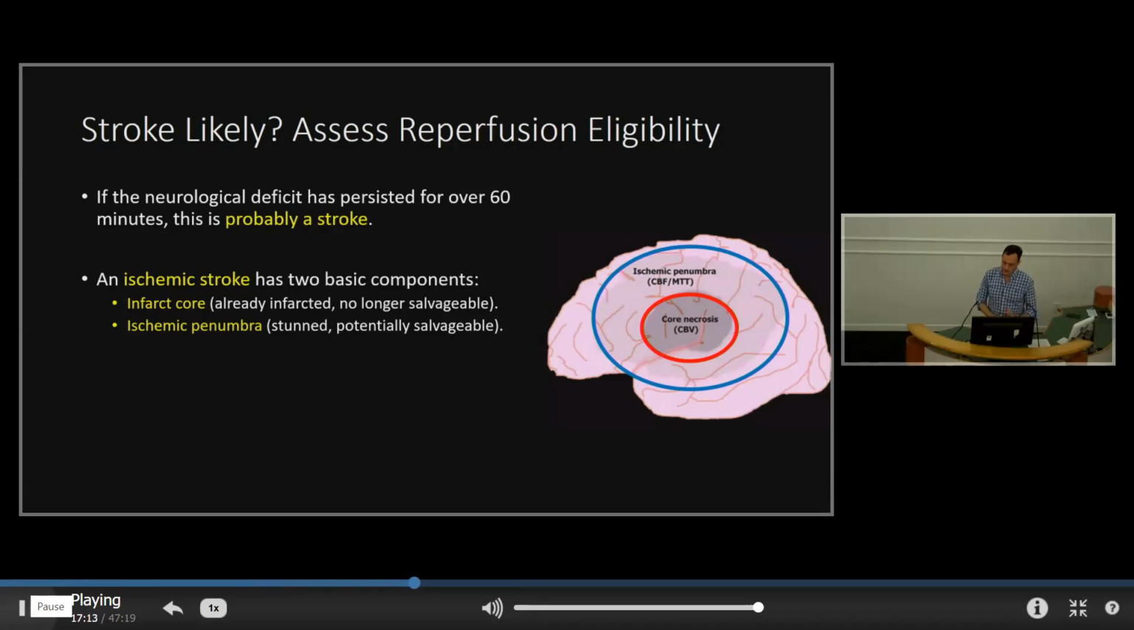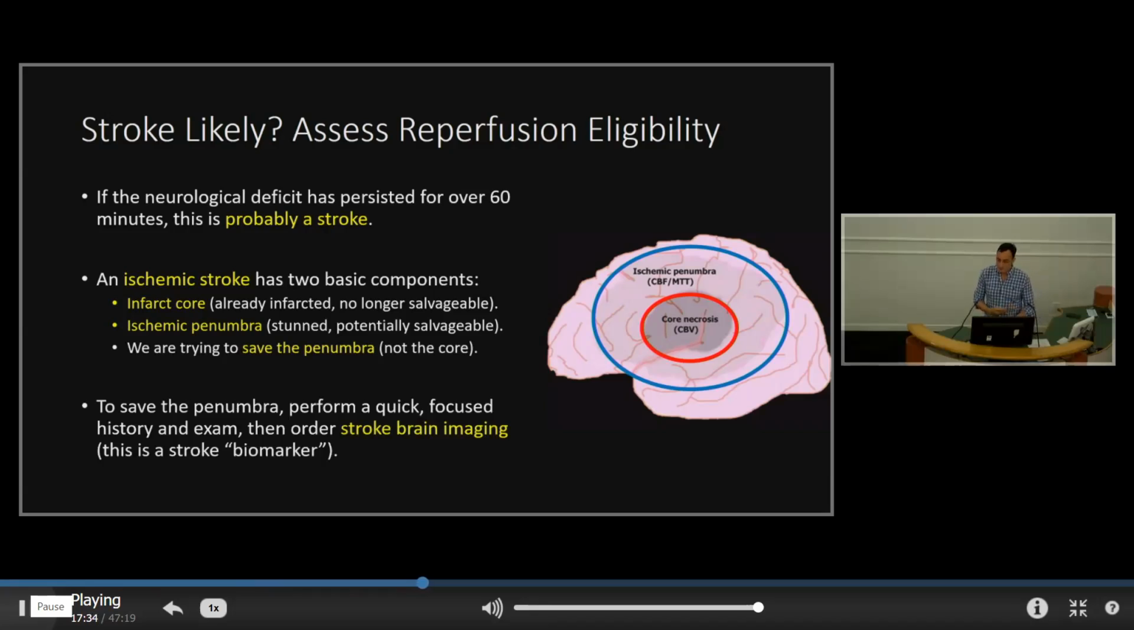And so, remember, neurons are the highest energy demanding cells in the body, and they require a good amount of blood flow and oxygenation and so on. So what we're trying to do with stroke is save the penumbra in the acute phase. We're trying to save the penumbra, the core is gone.